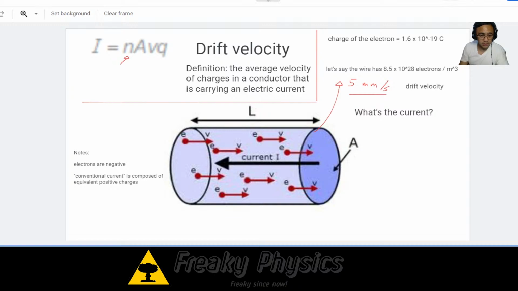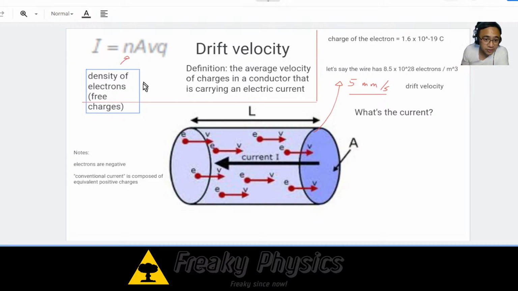N is the density of electrons. When you say current, is that amps? Yeah, in amps, it's already in amps. Or free charges. So it's not all the electrons, but the free electrons or whatever charges you're looking at. For example, if the question involves ions, it would be the density of ions.